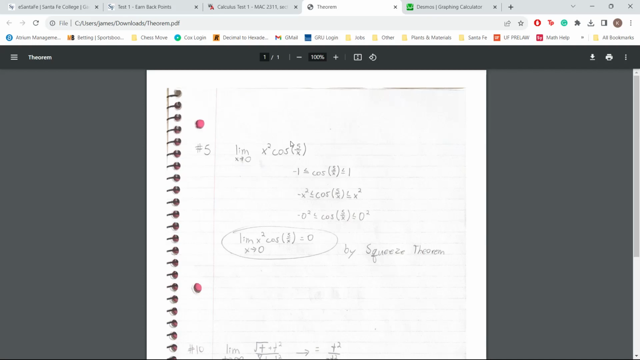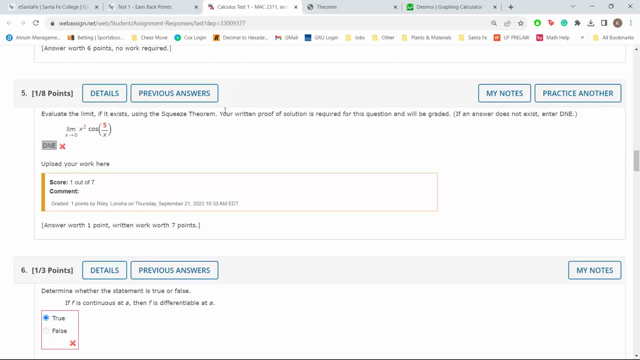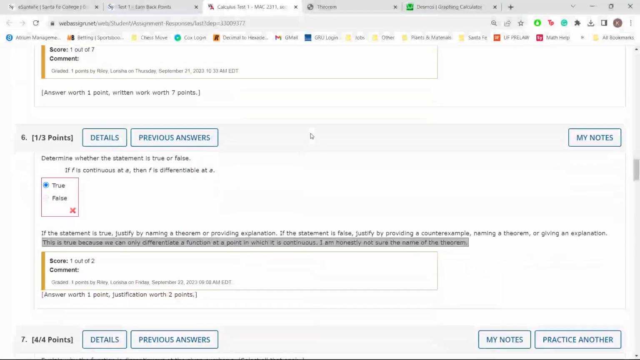So in order to find the limit of this function, we actually only need to plug in the 0 into negative x squared and positive x squared. So when we do that, we have 0 squared, which is 0, and 0 squared again. So this function will be squeezed in between the larger function of x squared, and therefore we can determine that the limit of x squared cosine of 5 divided by x as x approaches 0 is equal to 0 by the squeeze theorem. Alright. I hope that explanation was good enough.